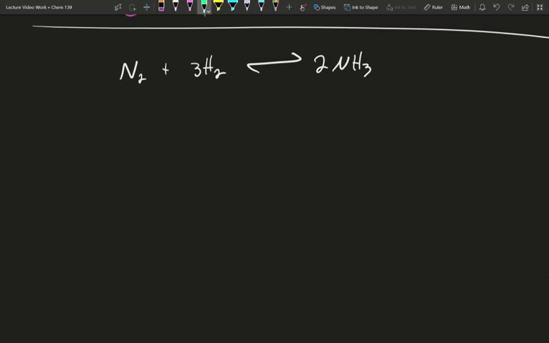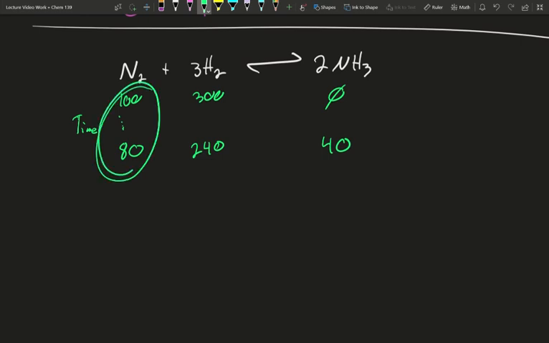So let's say I had a whole lot of stuff. We'll say 100 of this, 300 of that, and none of my ammonia. We gave it some time, and eventually we ended up having something like 80 nitrogen, 240 H2s, and 40 ammonias. Just some of the molecules converted. How we got these numbers, not terribly important, but hey, 20 of these, 3 times of that, I made twice as many of that. And then over time, this stays the same.